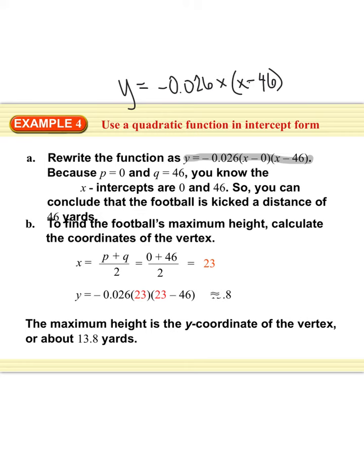Now we're going to try to find its max height, and that means we need to find the vertex. So using our p plus q divided by 2 to get x, we find that it's 23. And when we plug 23 back in, we're going to get, that should be 13.8. And so now we know how high the football traveled.